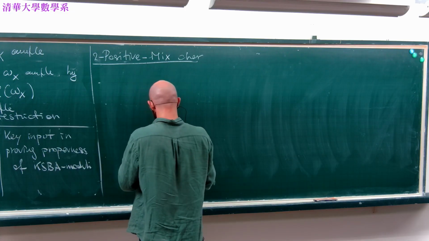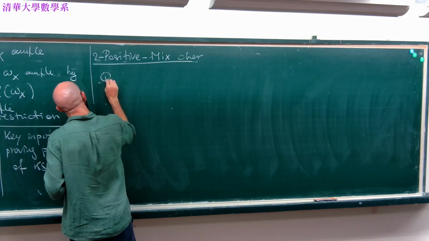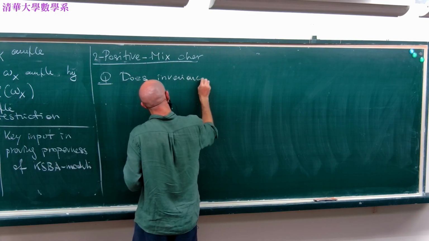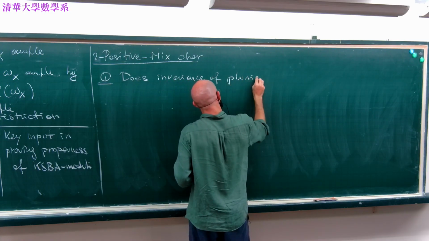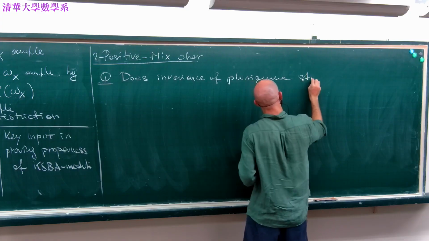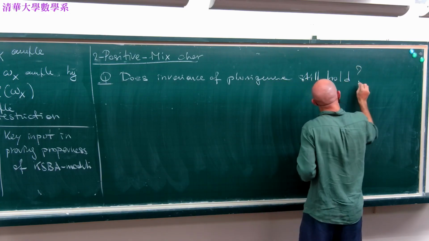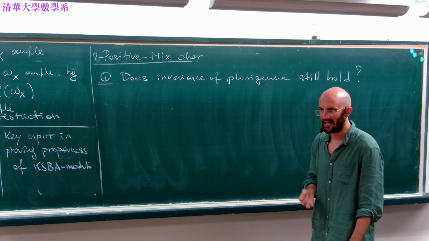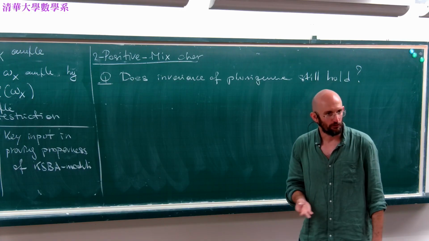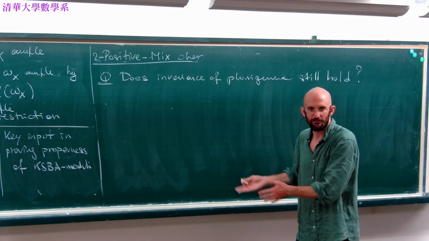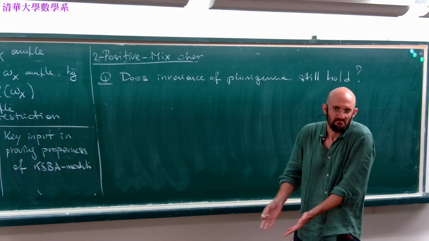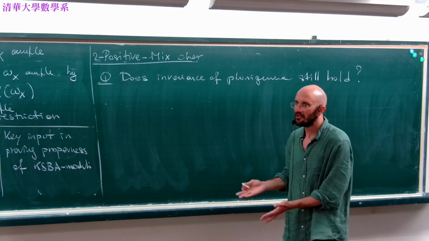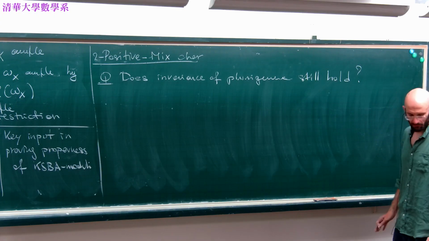So the question is now, does invariance of plurigenera still hold? This is a very non-trivial question now, because if you remember, I told you Siu's theorem is proven using analytic techniques. And that's all fun and games over the complex numbers, but if you move to F_p or F_p bar, then those really don't make any sense. What is a metric on a variety over F_p bar? I don't know. So it's really a non-trivial question here.